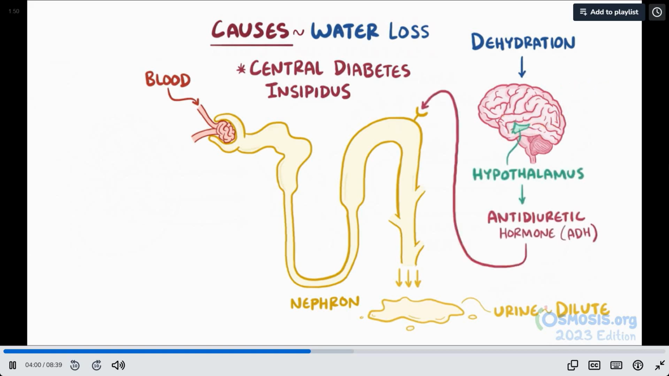Another possibility is that the hypothalamus makes ADH normally, but the receptors in the kidneys stop responding to it. This time the fault is in the kidneys, so it's known as nephrogenic diabetes insipidus. Again, in this case, the urine becomes dilute and the sodium in the blood becomes more concentrated.